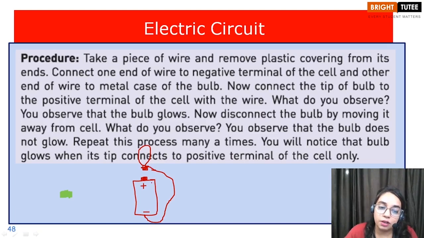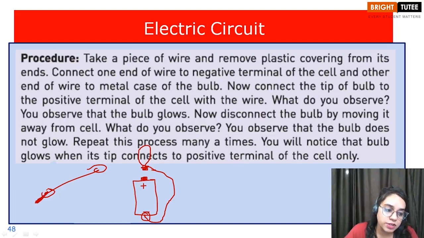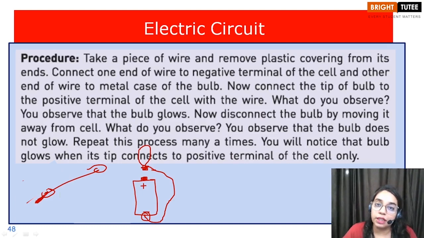Now children, the first thing that we have to make sure is that we remove the insulation from the edges of the wire, so that we expose the inner metal wire for completing the electric circuit, right children? Because the metal wire will be able to conduct current.